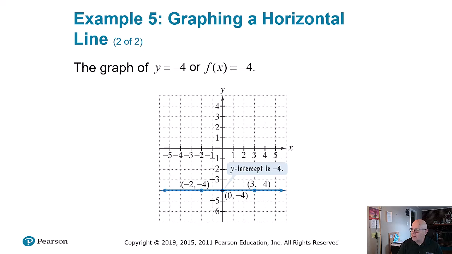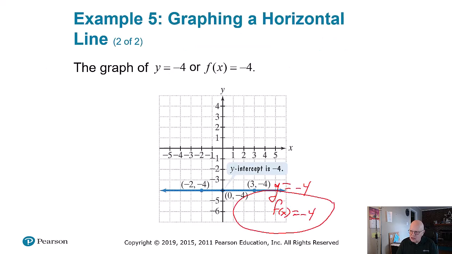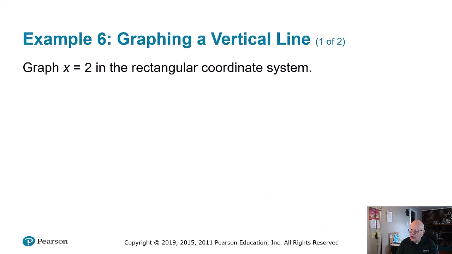So there's your graph. Notice it's a horizontal line, slope equals 0, and it's y equals -4, also known as f of x equals -4. This version of it emphasizes the fact that it's a function, not just a graph, not just an equation. So if you did that one, sneak back here a second, can you do that one?